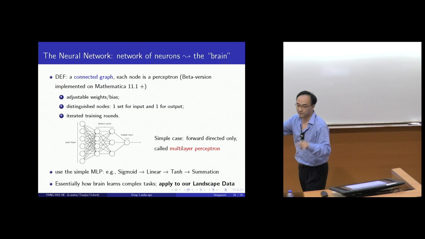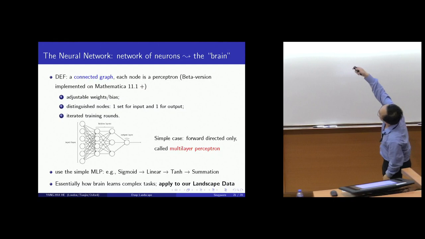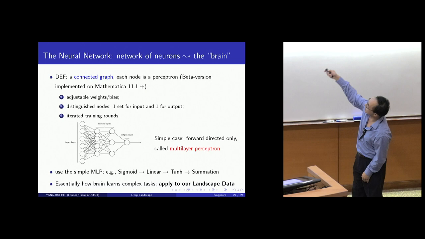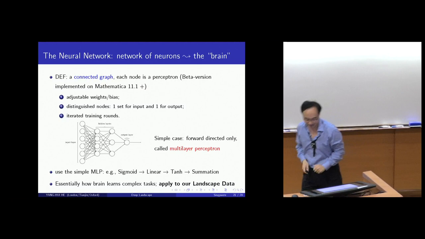If you have multiple layers of this, this is called the multi-layer perceptron. The ones that I'm going to use are just simple ones. I didn't optimize on network structure, so I'm just going to take a sigmoid fed into a linear, and then sum up, because I'm taking some integer tensor input and I'm going to pump out some integer.